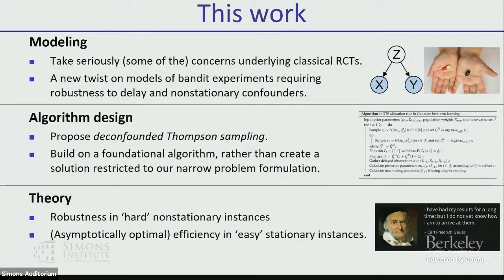So what I want to do in this work is, well, there's going to be a modeling component, an algorithm component, and a theory component. And in terms of modeling, I want to write down a model that can generate plots like that and richer ones, and generally take seriously some of the concerns underlying classic randomized control trials, take seriously the motivation of that Lift Tech block. And you'll see a new twist on a model of bandit experiments with many of the same elements, but if you look at it carefully, doing well in certain hard instances is going to require robustness to delay, robustness to non-stationary confounding factors.